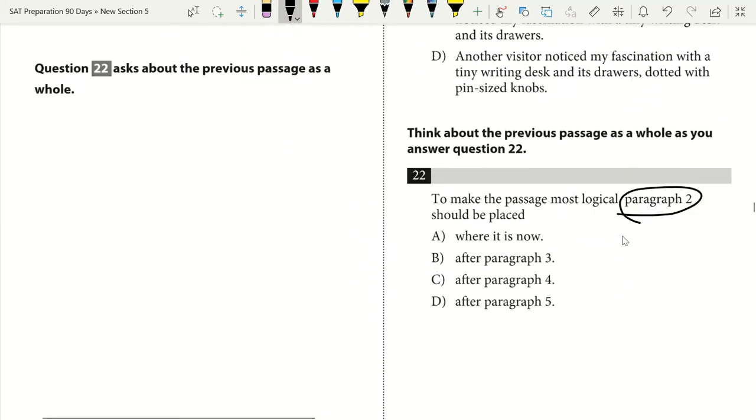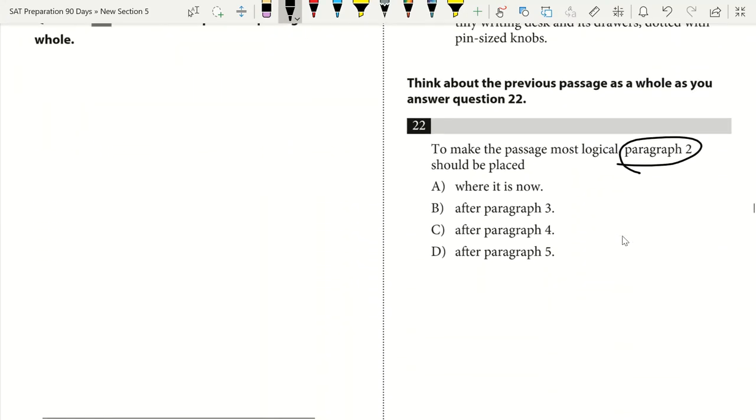So we're going to go down, find that question. It's going to be placed after paragraph 3, because in paragraph 3, we talk about that exhibit for the first time, and now we're going to talk about viewing it after that, okay? So the answer for 22 is going to be B.